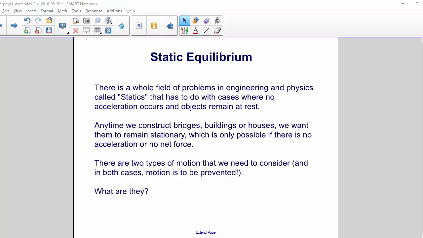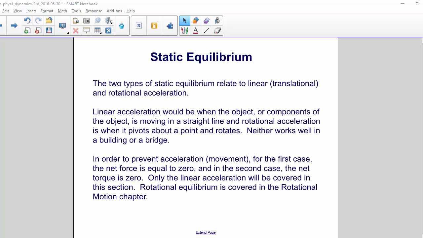There are two types of motion that we need to consider, and in both cases, motion is to be prevented. What are those two cases? The two types of static equilibrium relate to linear, which is called translational, and rotational acceleration. Linear acceleration would be when the object or components of the object are moving in a straight line, and rotational acceleration when it pivots about a point and rotates. Neither works very well on a building or a bridge.